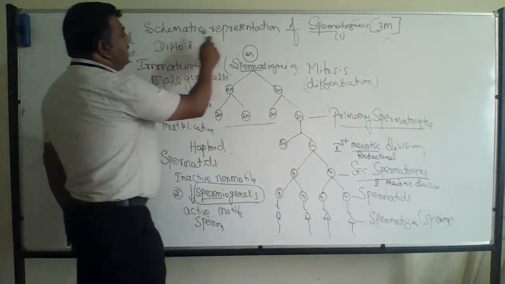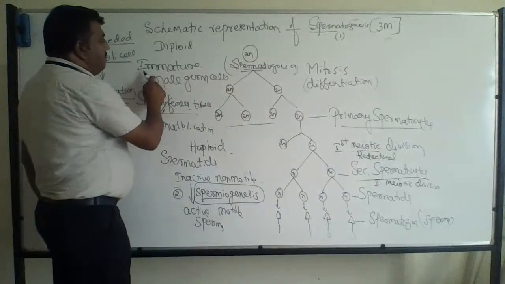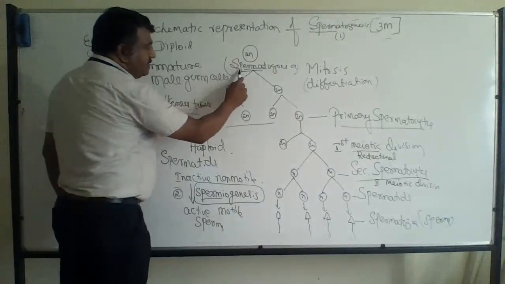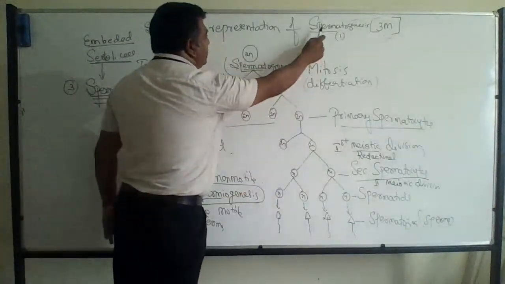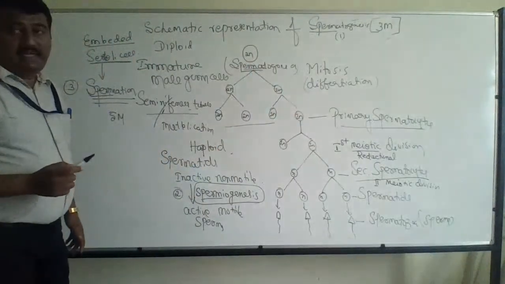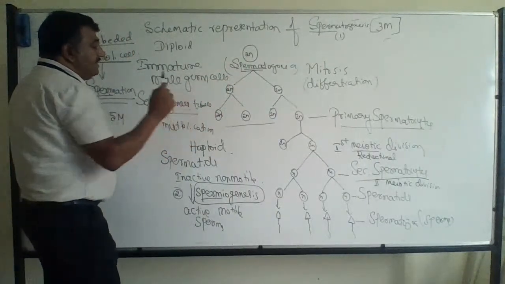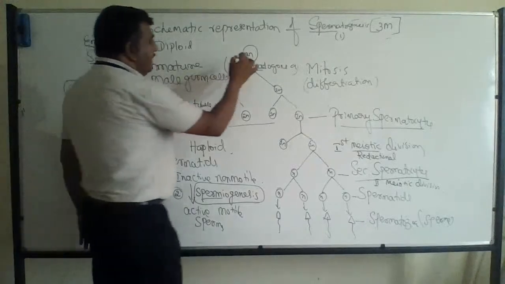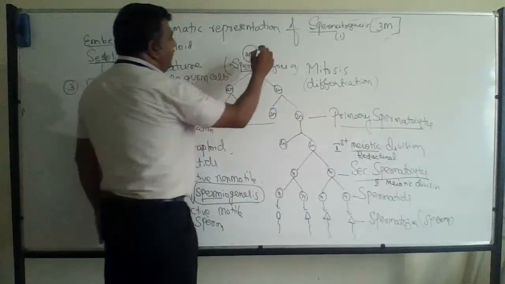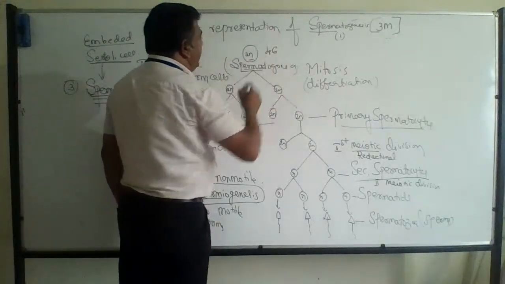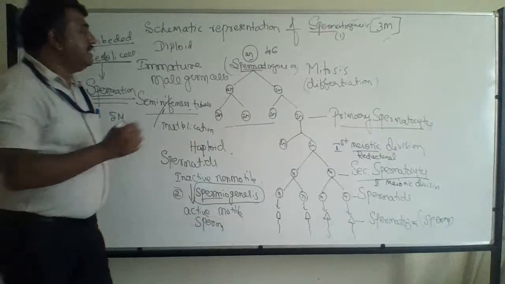Here is the schematic representation of spermatogenesis. An immature male germ cell, the spermatogonia, going to form a sperm by the process called spermatogenesis. These spermatogonia are formed in the inner lining of the seminiferous tubule, and they are diploid, having a 2n number of chromosomes. For example, 46 chromosomes. It's diploid because of those 46 chromosomes.